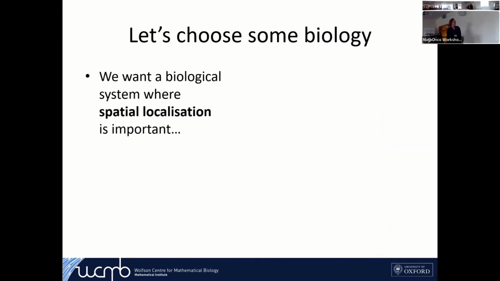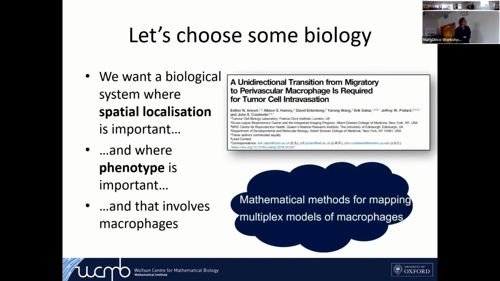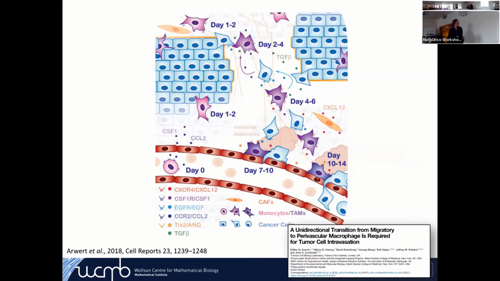So in particular, I want to model some interesting system, and I want something where spatial localization is important and where some sort of continuous phenotype variable is important. And I want it to involve macrophages so that I can have lots of M's in my title. So we've focused in on this paper all about how macrophages help aid intravasation of tumor cells. This is the graphical abstract from this paper.